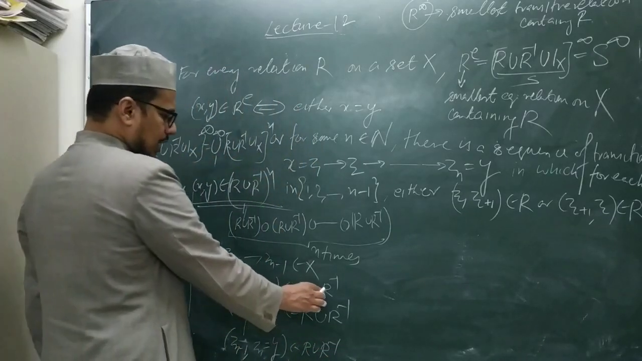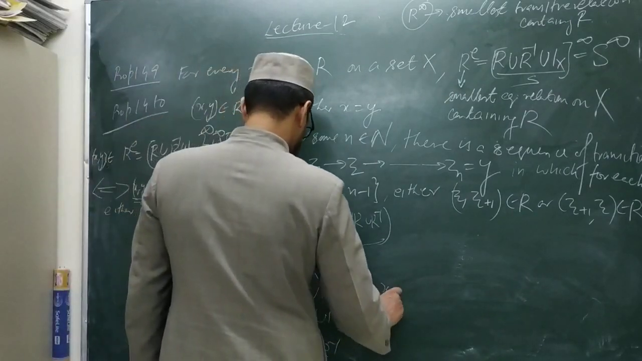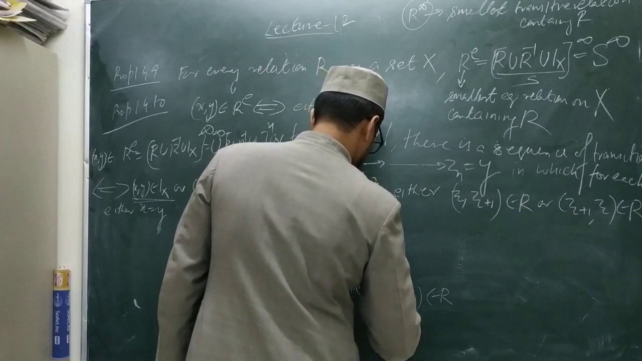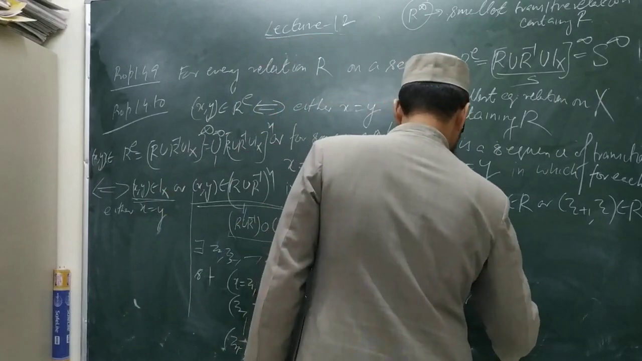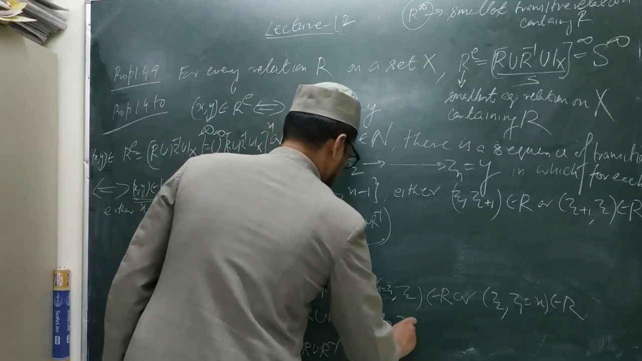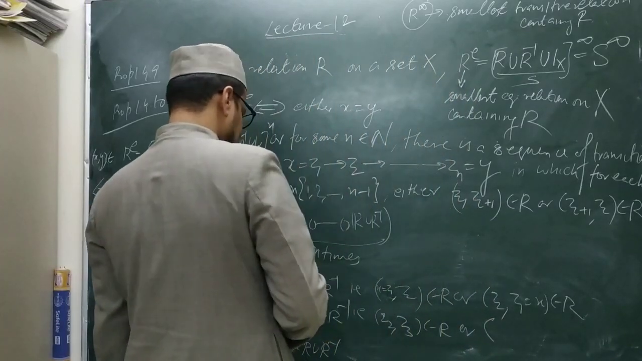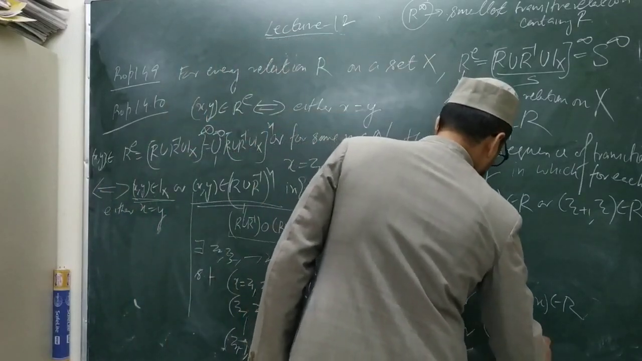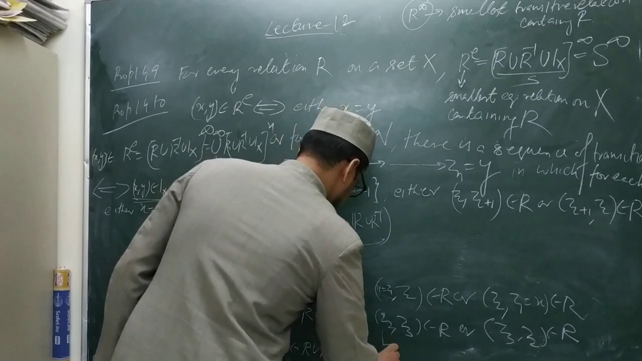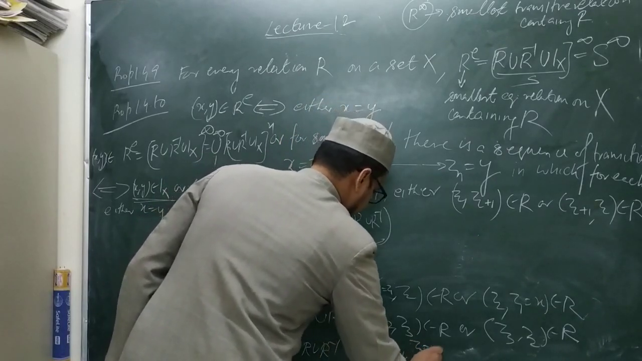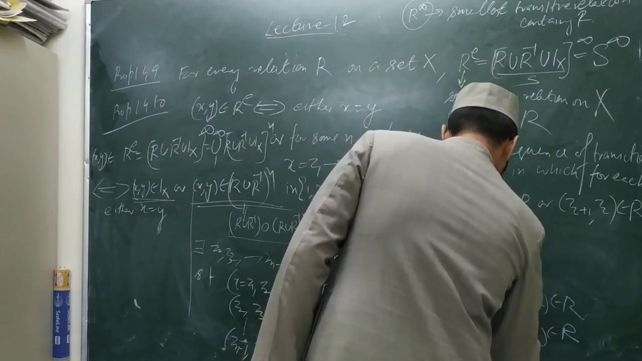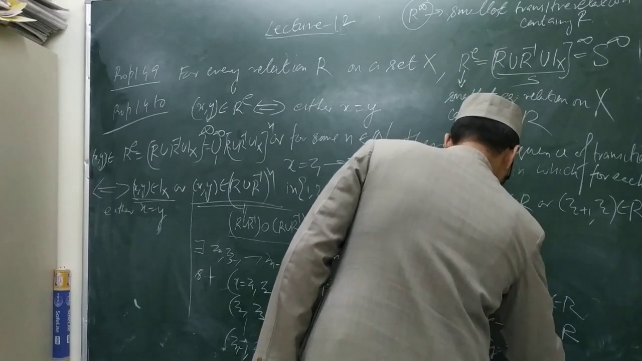Now you see, when (z1, z2) belongs to R union R inverse, it means what? That is, (x, z2) belongs to R. Here you can write x is equal to z1, (z1, z2) belongs to R, or (z2, z1) belongs to R. Similarly (z2, z3) belongs to R, or (z2, z3) belongs to R converse, or you can say (z3, z2) belongs to R. In a similar way, you can write here (z(n-1), zn) with zn equal to y belonging to R, or (y, z(n-1)) belongs to R.